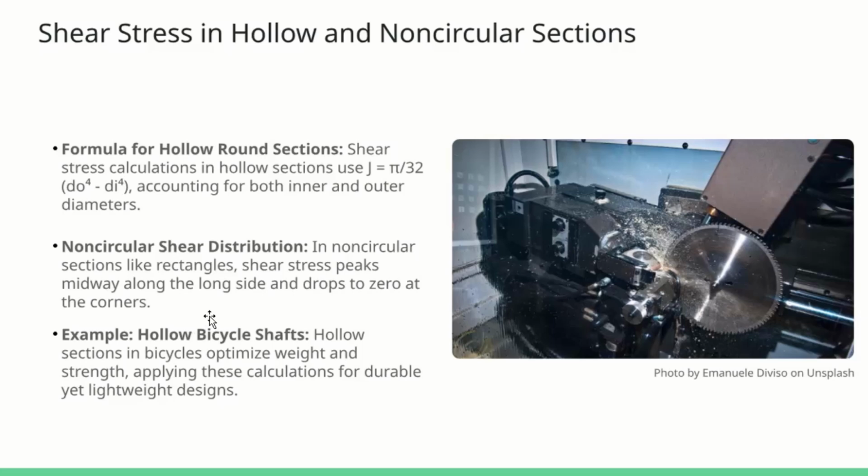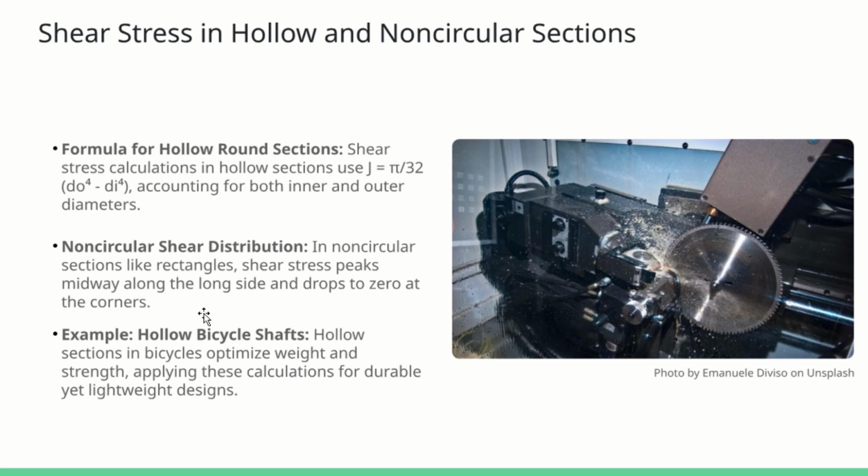Shear stress in hollow and non-circular sections. Formula for a hollow round section: the shear stress calculation in a hollow section uses J equals pi over 32, so this equation accounts for both inner and outer diameter. Because a hollow section has an inner and outer diameter. You can see your pipe, a PVC pipe, or a water pipe, it has the hollow section for the water to move.